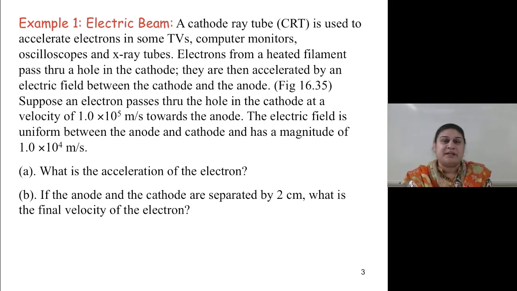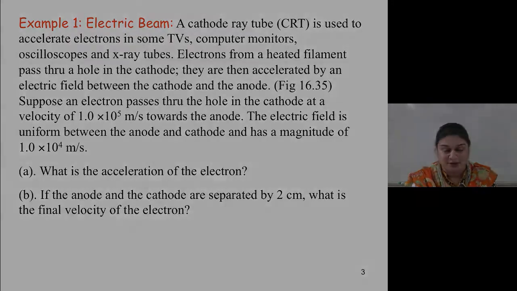Now let's do an example. A cathode ray tube is used to accelerate electrons in some TVs, computer monitors, oscilloscopes, X-ray tubes. Electrons from a heated filament pass through a hole in the cathode. They are then accelerated by an electric field between the cathode and anode. Suppose the electron passes through the hole in the cathode at a velocity 1 × 10⁵ meters per second towards the anode. Electric field between the anode and cathode is uniform and has a magnitude of 1 × 10⁴ meters per second. We need to calculate what is the acceleration of the electron, and if the anode and cathode are separated by 2 centimeters, what is the final velocity of the electron?